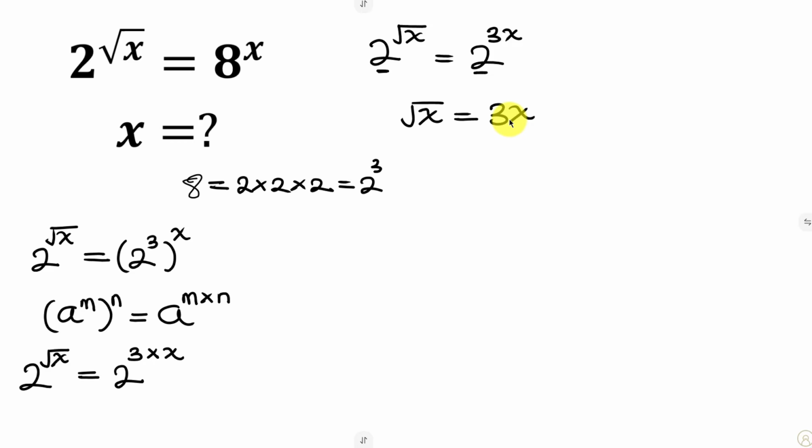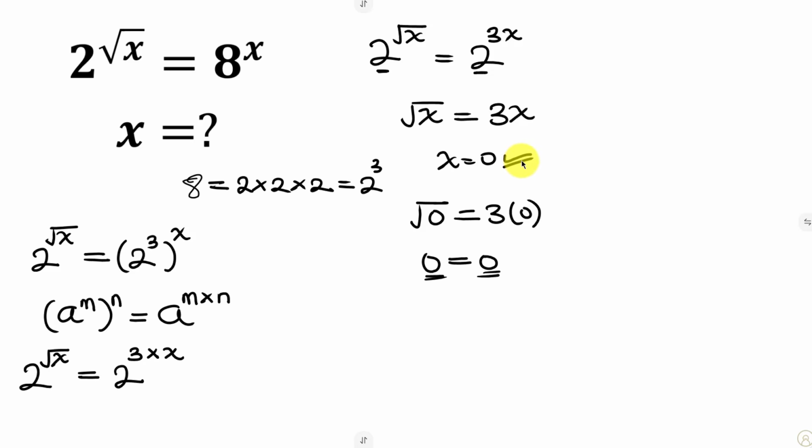Very good. Now let's try to plug in 0 to see if 0 can be a solution. So let's say x equal to 0. For example, we plug in 0 in place of x. So we have the square root of 0 equal to 3 times 0. The square root of 0 is actually 0, and 3 times 0 is 0. So 0 actually works. So the value of x is 0. So we've got one value of x.